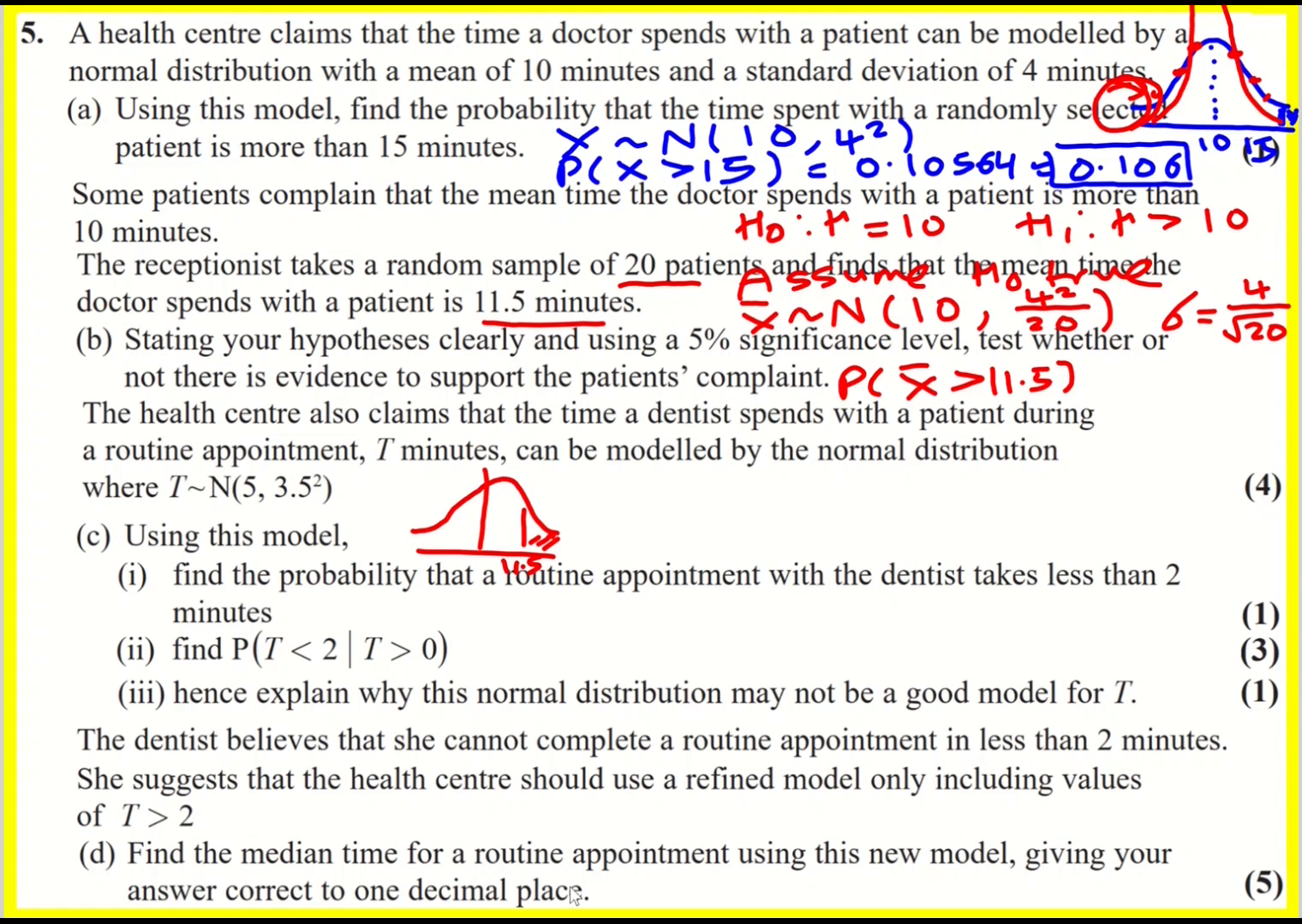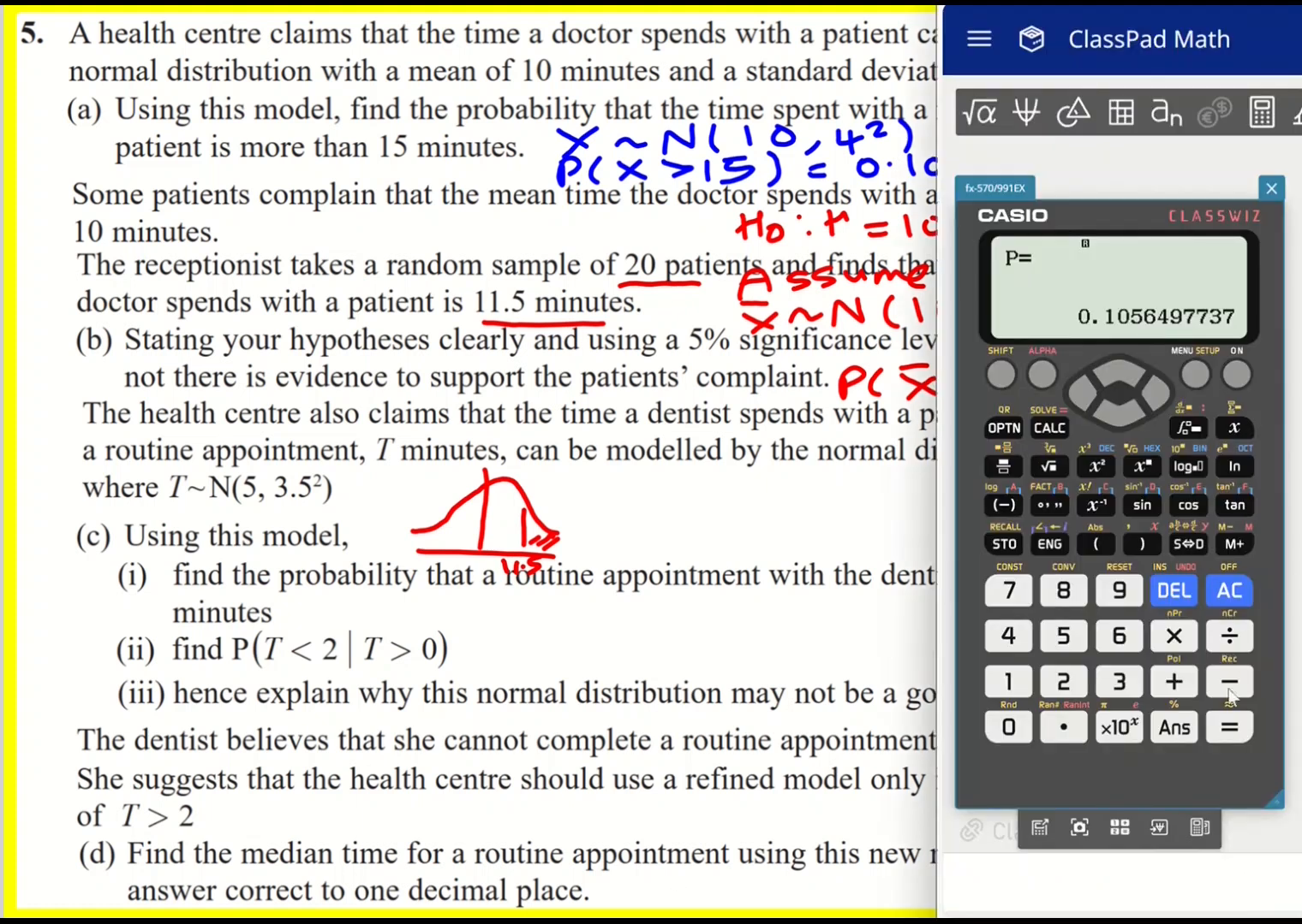Let's find out what happens. So it's the same sort of calculation, but this time my lower is going to be 11.5. Keep the upper as that. But now I need to change this to 4 divided by root 20.